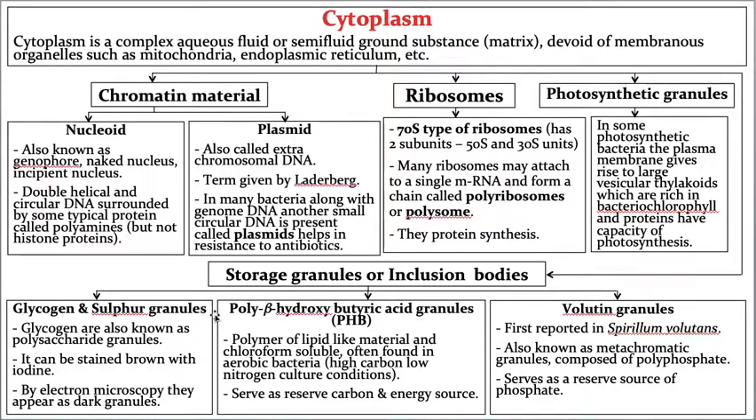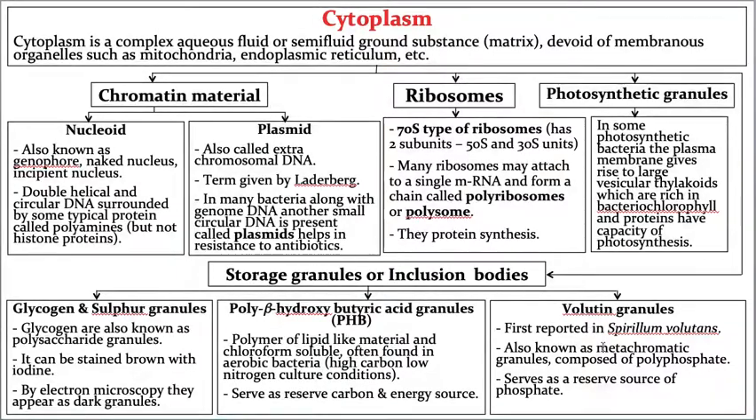Now the next one is poly beta hydroxybutyric acid granules, and these are polymers of lipid-like material and chloroform soluble granules. These are all chloroform soluble and often found in aerobic bacteria. And what they do, they act as a reservoir of carbon, and they also act as energy sources.